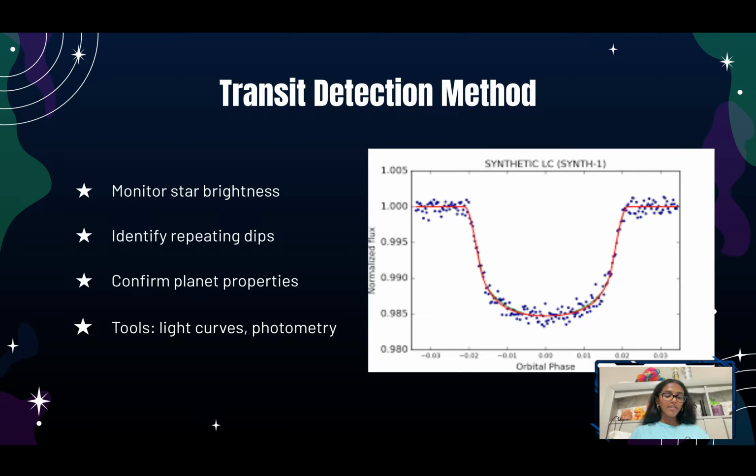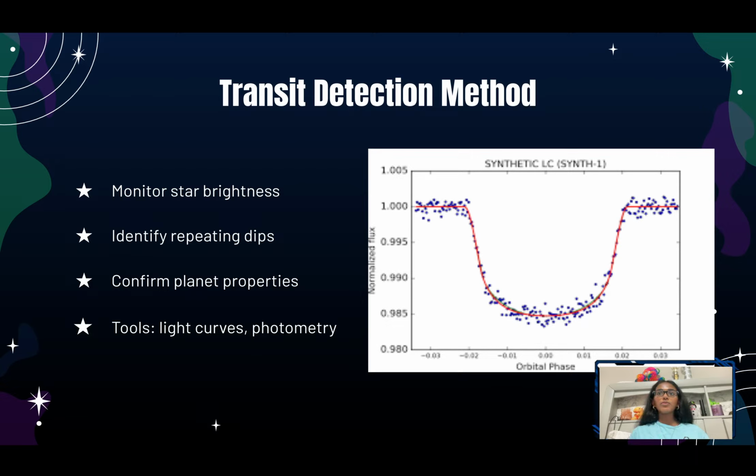So the very first step is to monitor a star's brightness over a long period of time. Usually one period can range from a couple days to a couple months, and depending on the longevity and whether they think there is a planet or not, the method could go on for significantly longer. The second step is to look for a periodic dip that suggests a planet is crossing, such as the dip shown in this light curve. And finally, the data is analyzed to confirm the planet's size, orbital period, and sometimes even its atmosphere.